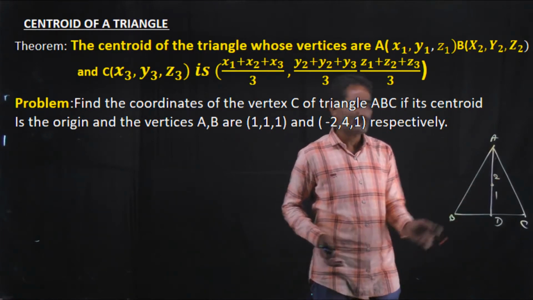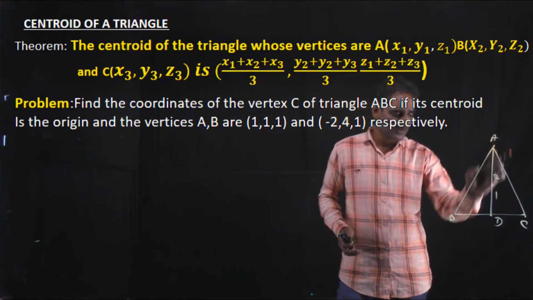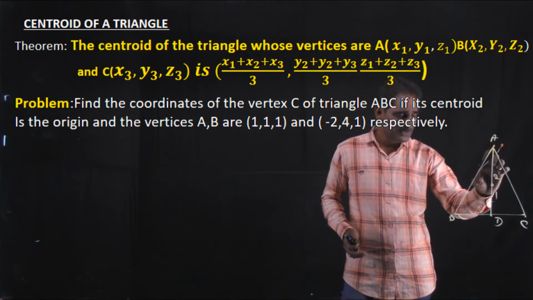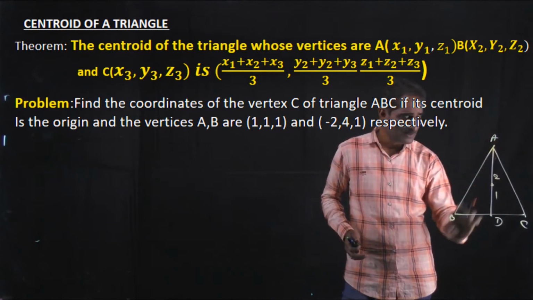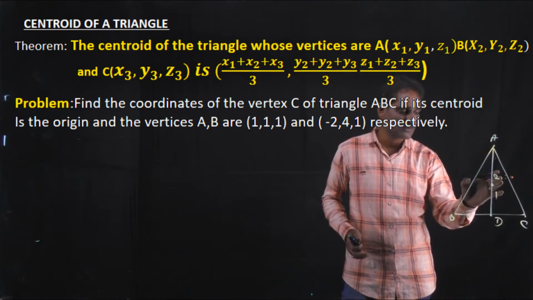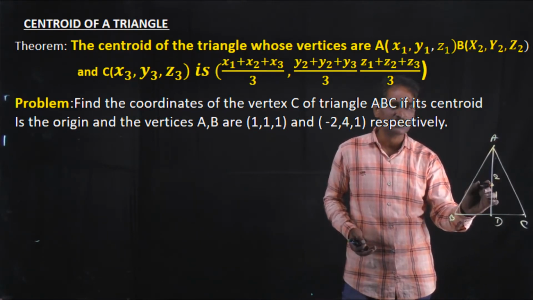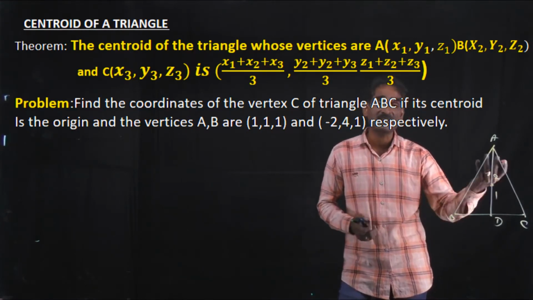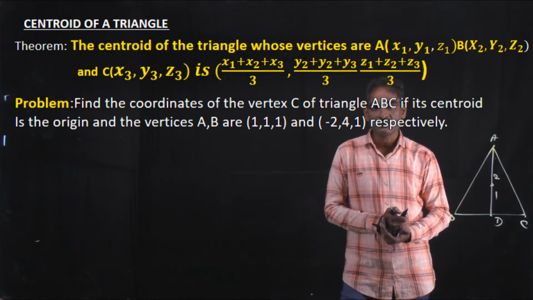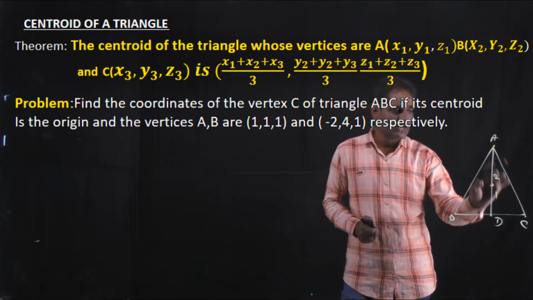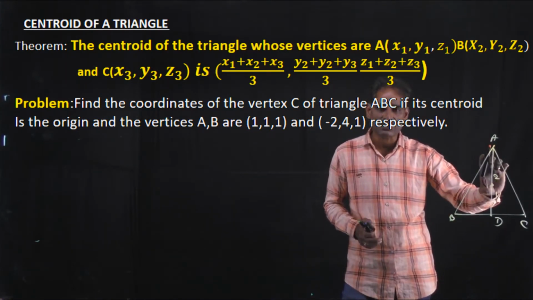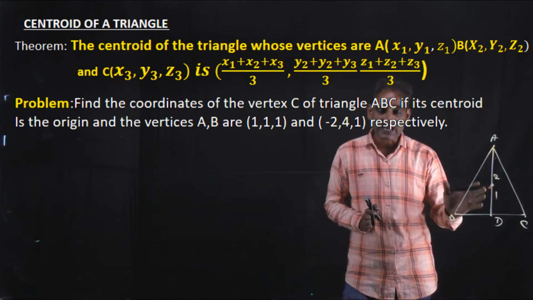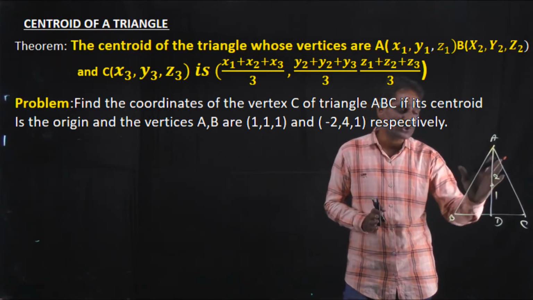So what is the proof? Just find the midpoint of BC, then apply the section formula for A and the midpoint of BC. With the help of the ratio 2:1, we will get the coordinates of this point. This point is nothing but the centroid. The point where the medians intersect is called the centroid. Understand? The centroid divides the median in the ratio 2:1, as you all know from two-dimensional geometry.